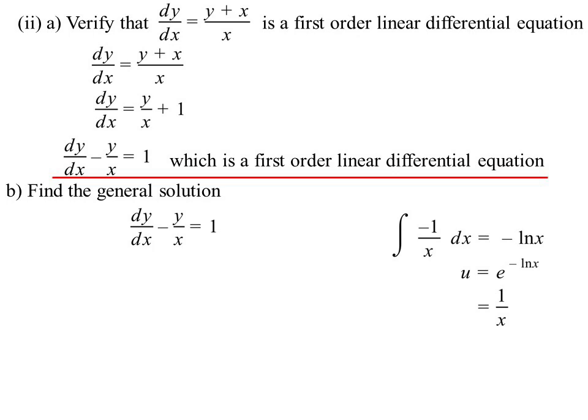So u is equal to e to the minus log x, so 1 on x. I'm going to multiply everything by 1 on x. So I get 1 on x dy/dx minus y on x squared. Again, I've created the product rule, and I end up with this.